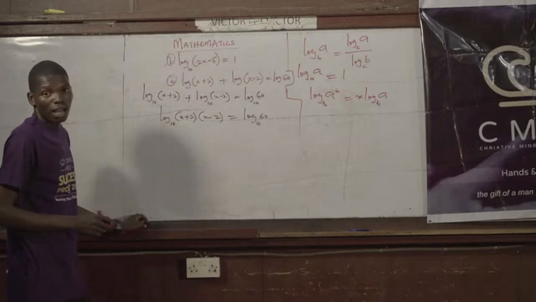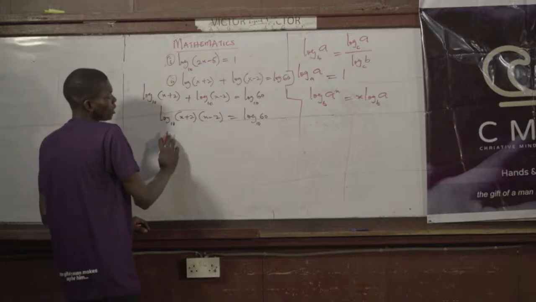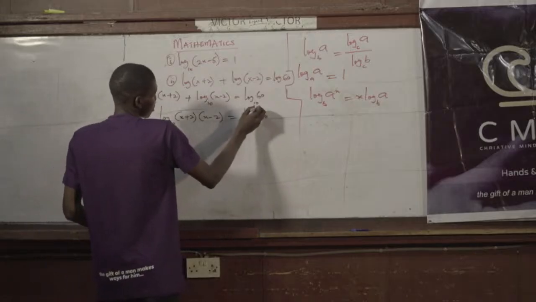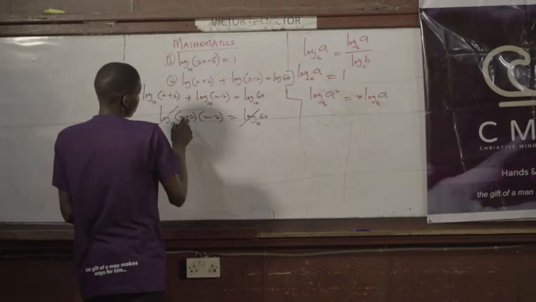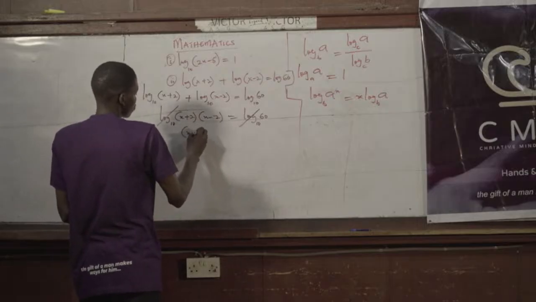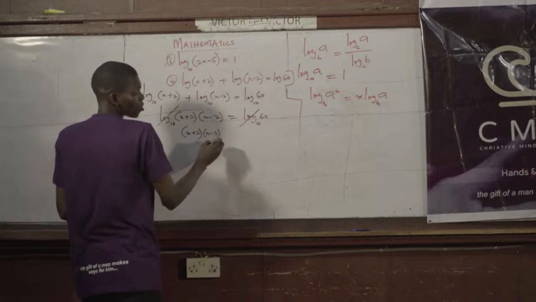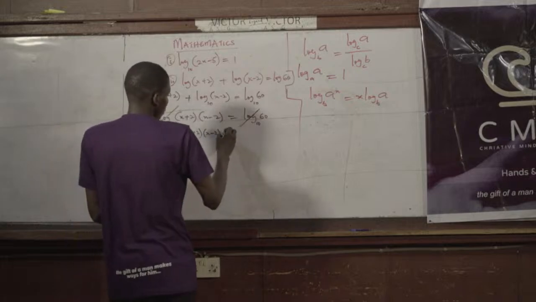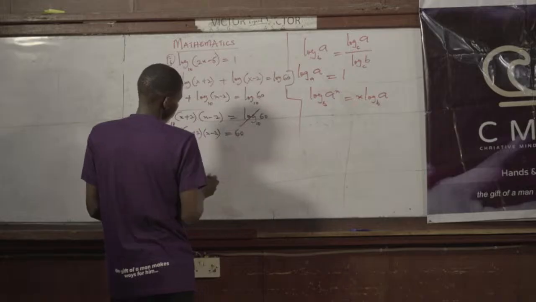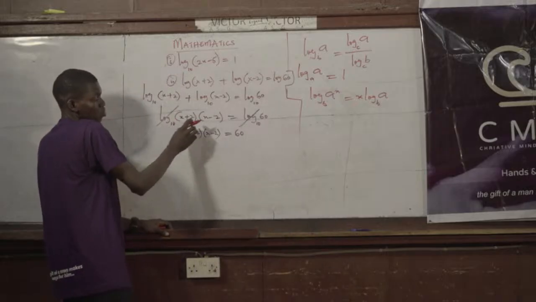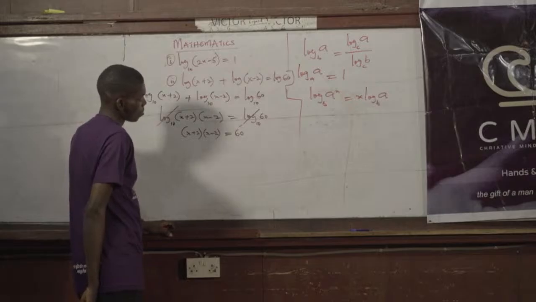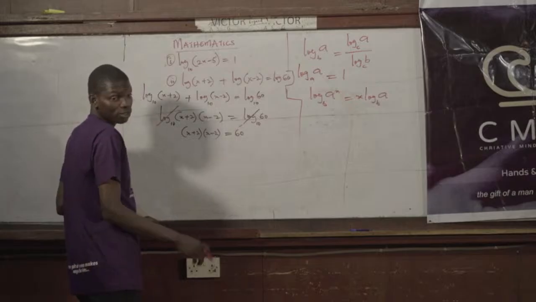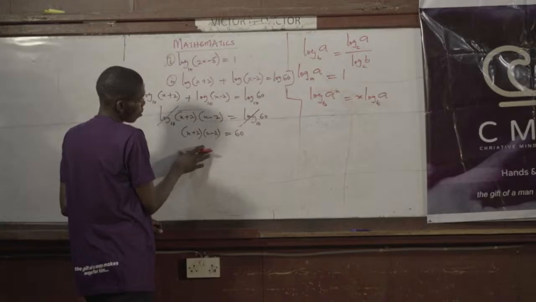So if I have something like this, so far both sides are now in base 10, so we can easily cancel each other. If I cancel each other now, this will now be (x plus 2) into bracket (x minus 2) is equal to 60, because we've already cancelled the logarithm that is between both of them. So if I have something like this now, I can now open it.